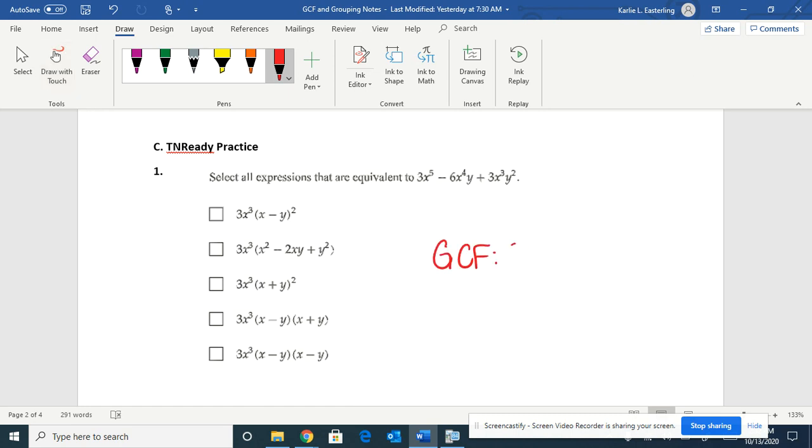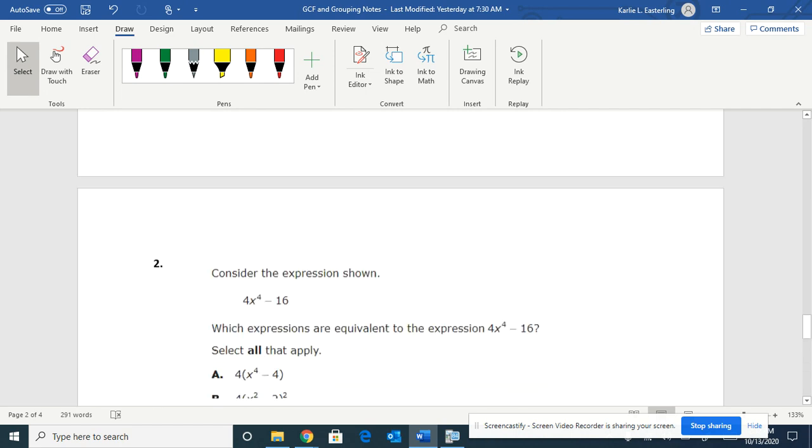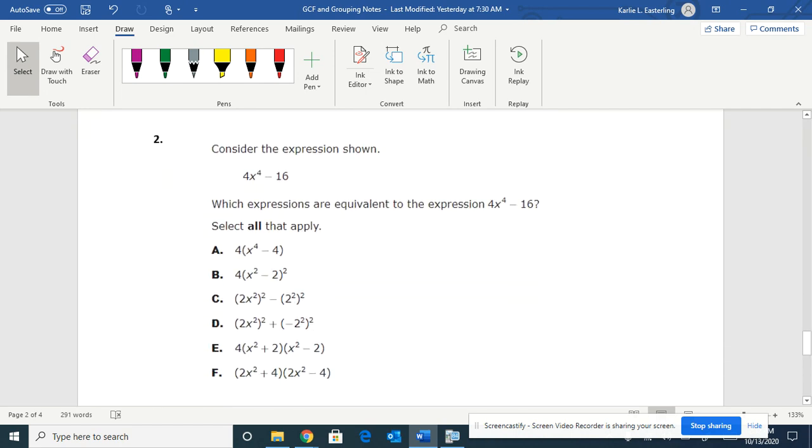All right, so your greatest common factor here should have been 3x cubed. Then we are going to look at number 2, which has moved way down. I want you again to find the greatest common factor here. And hopefully you recognize that that is 4.